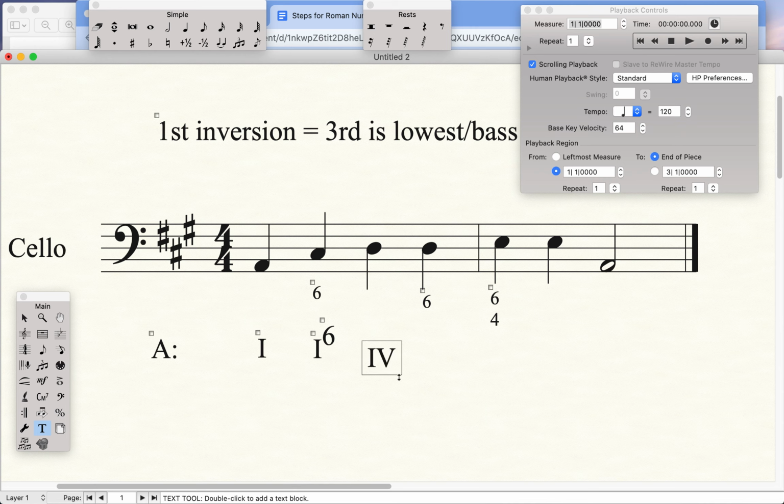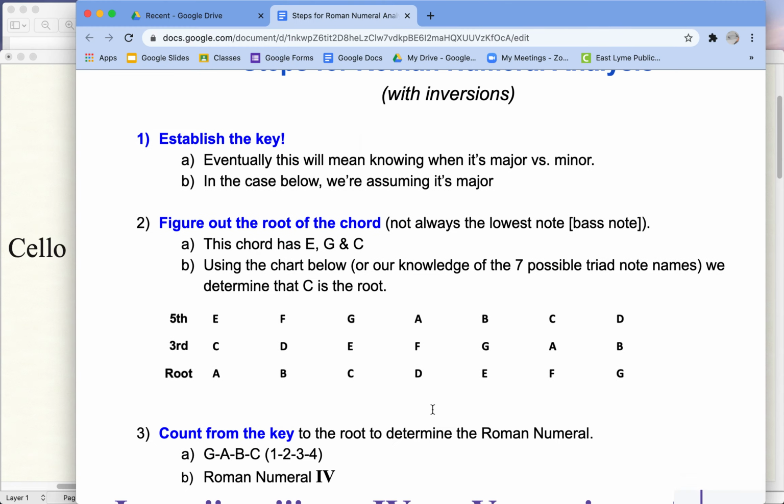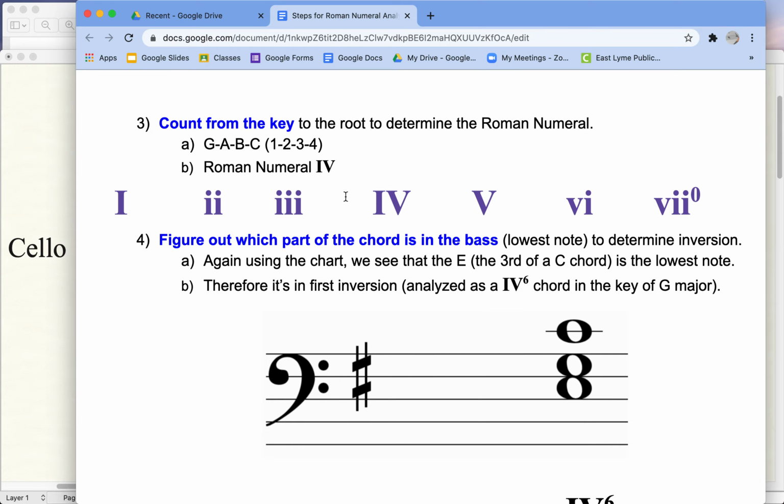And just to reiterate, we know it's a major chord because nothing's been changed. It's all diatonic, which means it's in the key. Everything fits within the key. And these chord qualities don't change. The 4 chord is going to be a major chord.